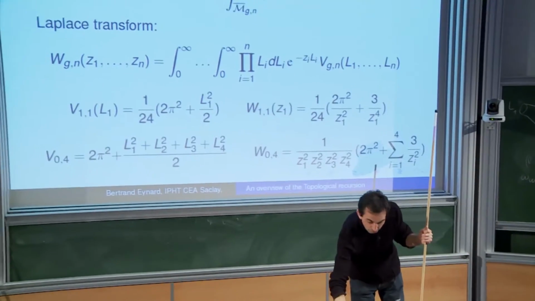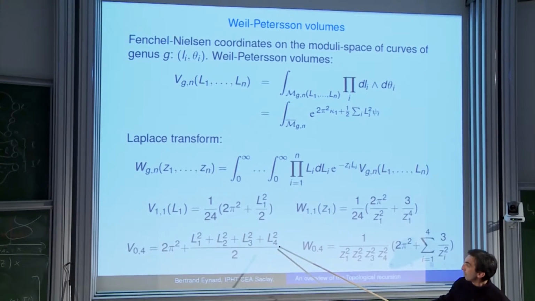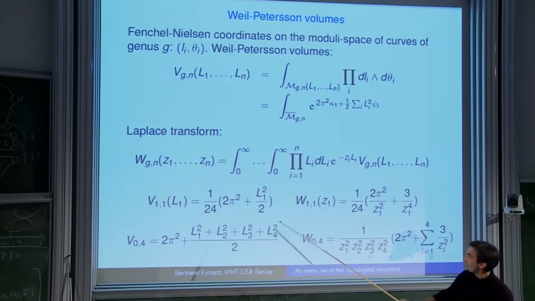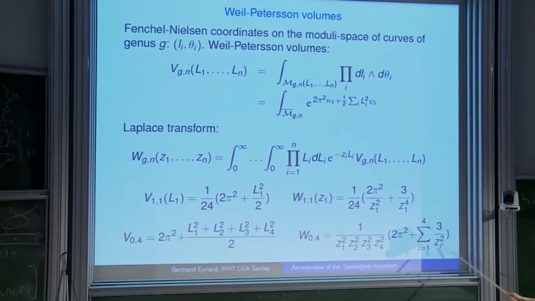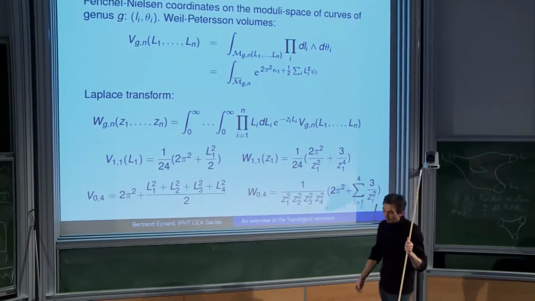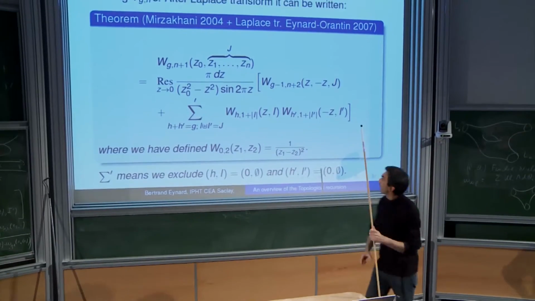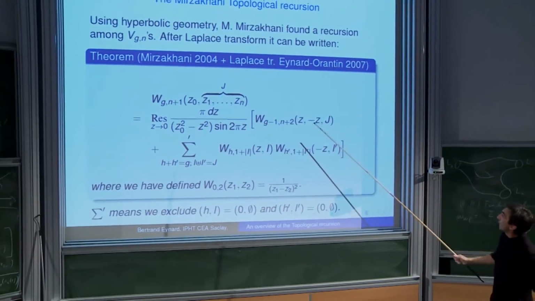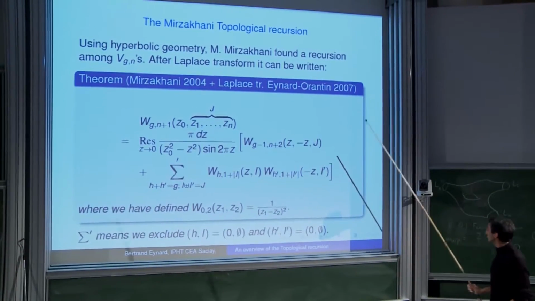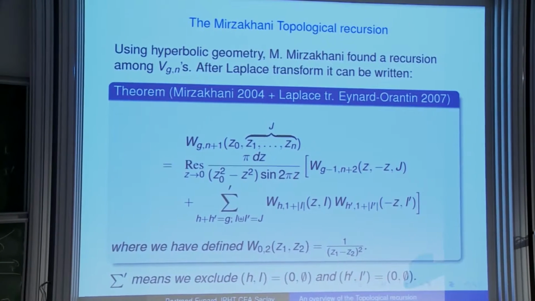Right. Another example, V04, is a polynomial in the Li's. So you have four boundaries, so 4 lengths. It's a polynomial. The Laplace transform is again a rational fraction. Very simple. And what was found by Maryam Mirzakhani in 2004 is that there is a very nice recursive relationship among those volumes. A very nice recursion relation.